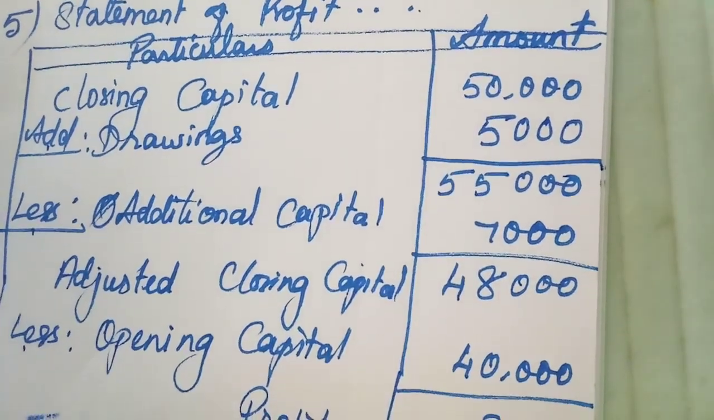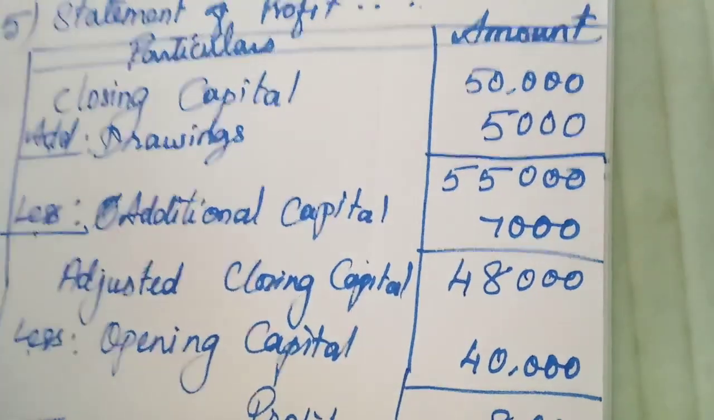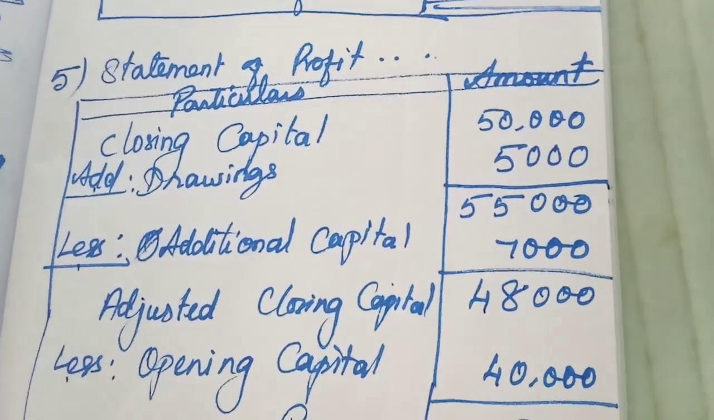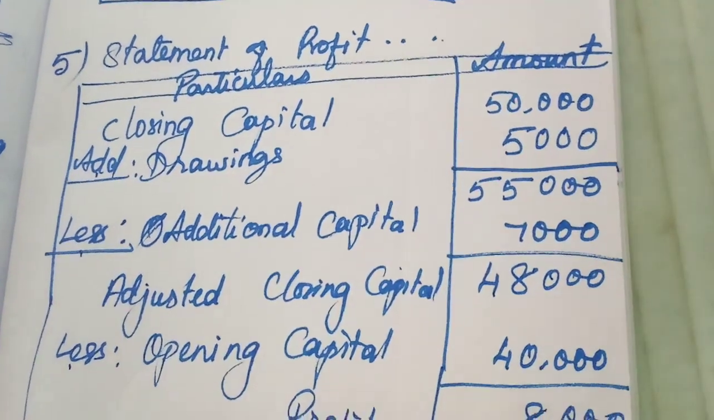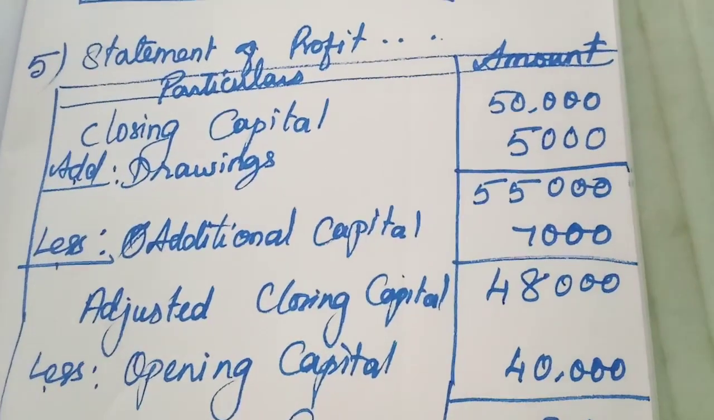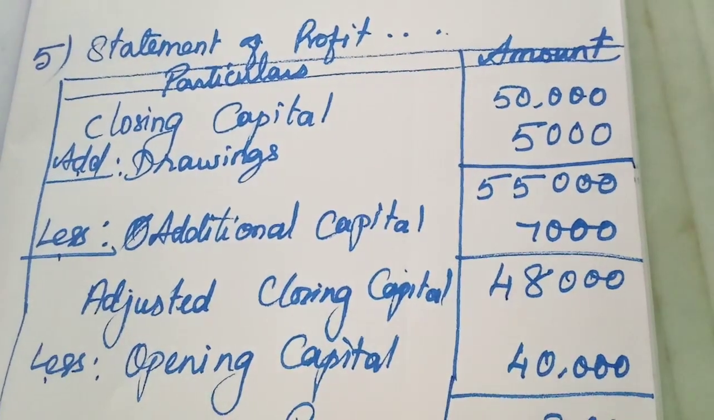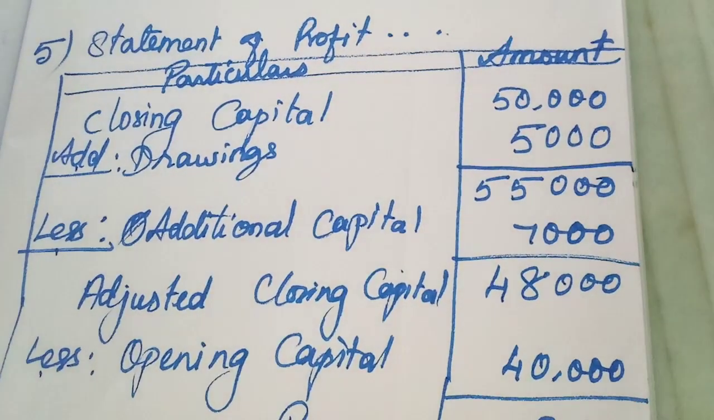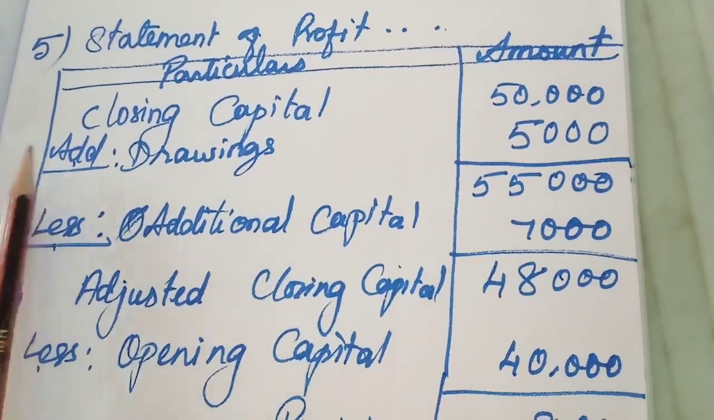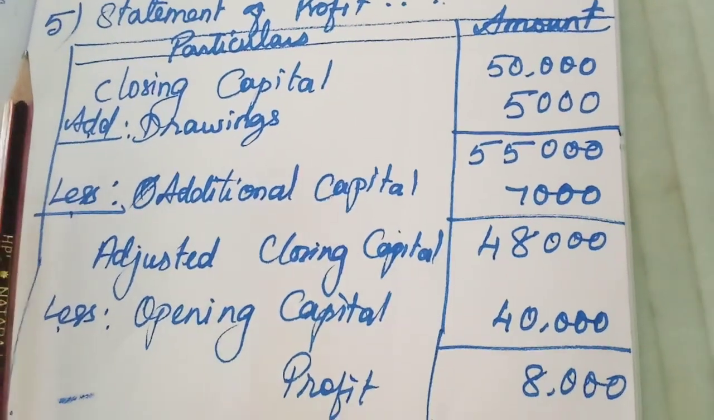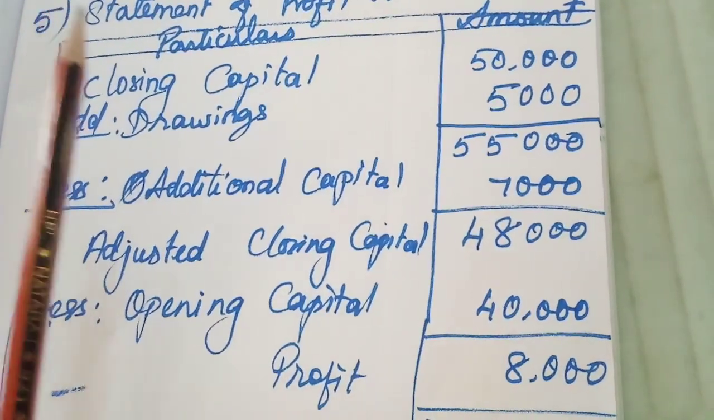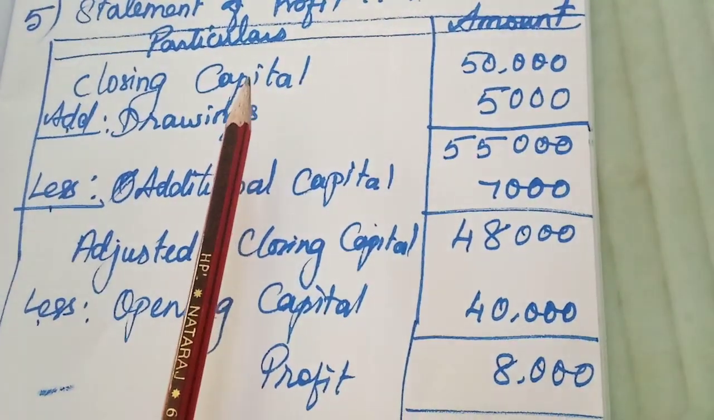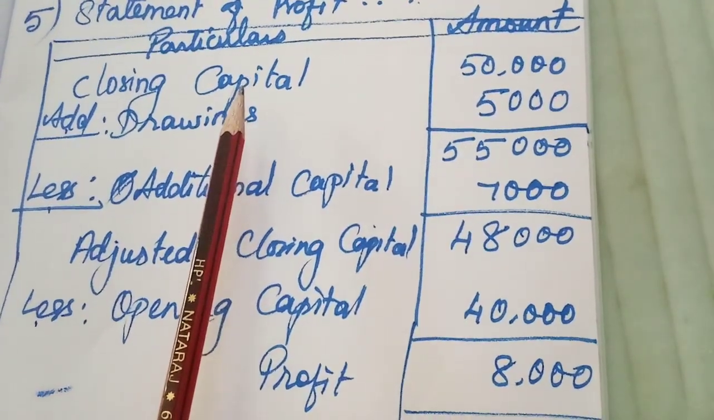Heading, calculation of profit or loss in incomplete records. Again, we have to see the statement of affairs method. Statement of affairs we have to calculate. They may not give you the capital. So the opening capital and closing capital may not be given. So we have to calculate the opening capital from the opening statement of affairs and the closing capital from the closing statement of affairs. They may give some items as the assets and liabilities.